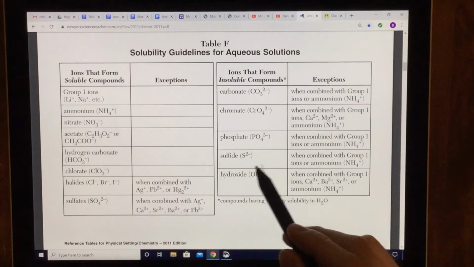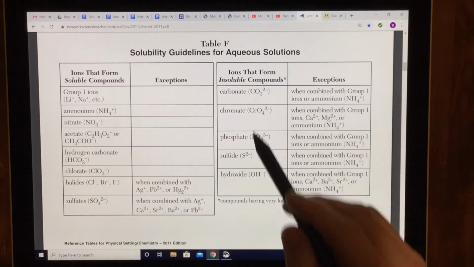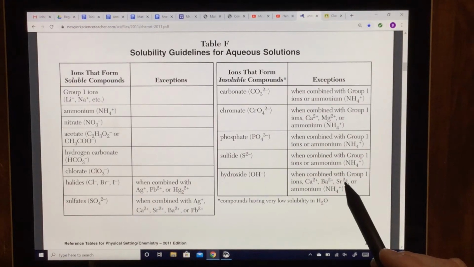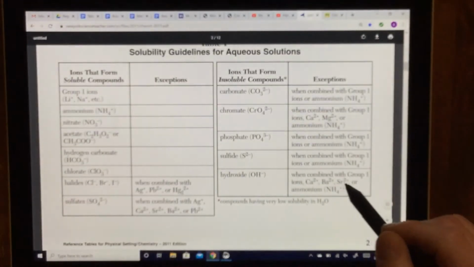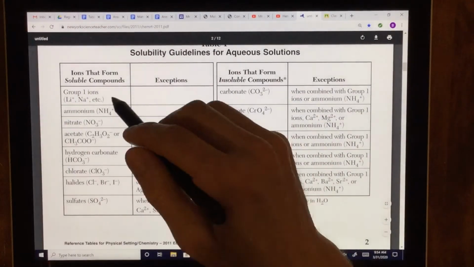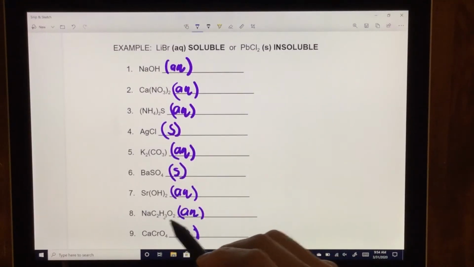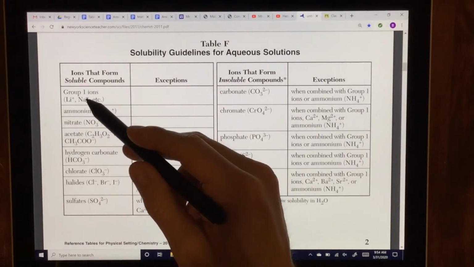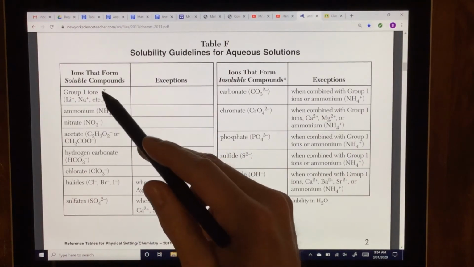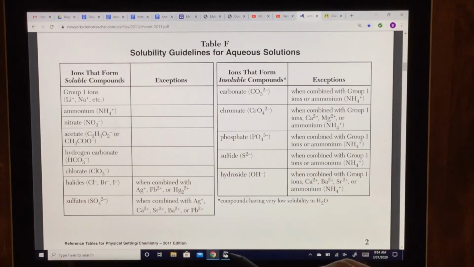SrOH2, so OH is insoluble. Sr is an exception. So Sr bonded to OH makes it soluble. So SrOH2 is actually soluble, AQ. Okay, these two, Na plus and then this acetate ion are super soluble. Na, this is really soluble. And both have no exceptions, so that's AQ big time.